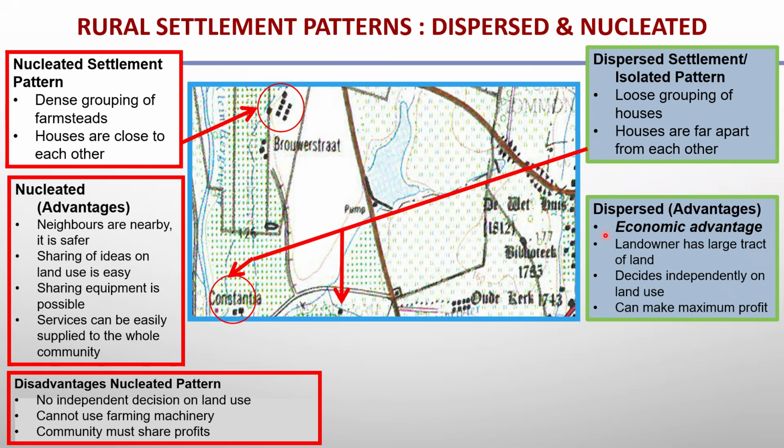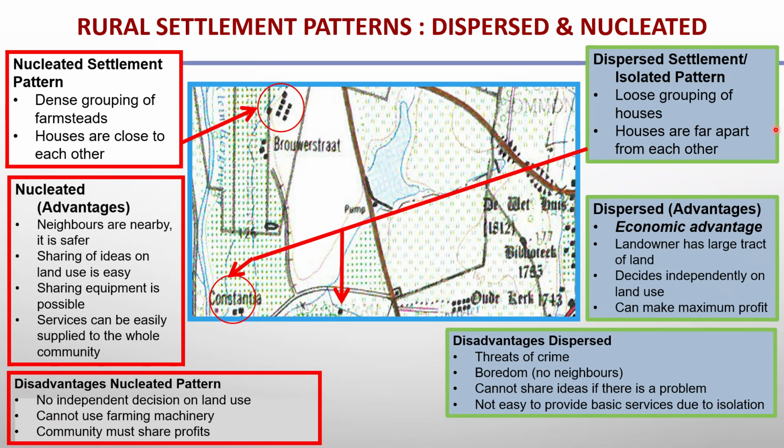The landowner has a large tract of land. Maybe this entire piece of land belongs to this person here. This one here, maybe this entire part belongs to him. It's a large piece of land. These ones are nucleated. They are sharing this land. You see that? In dispersed settlements, you decide independently on land use. You don't consult anyone. You are alone there. You can maximize profits if it's like that.